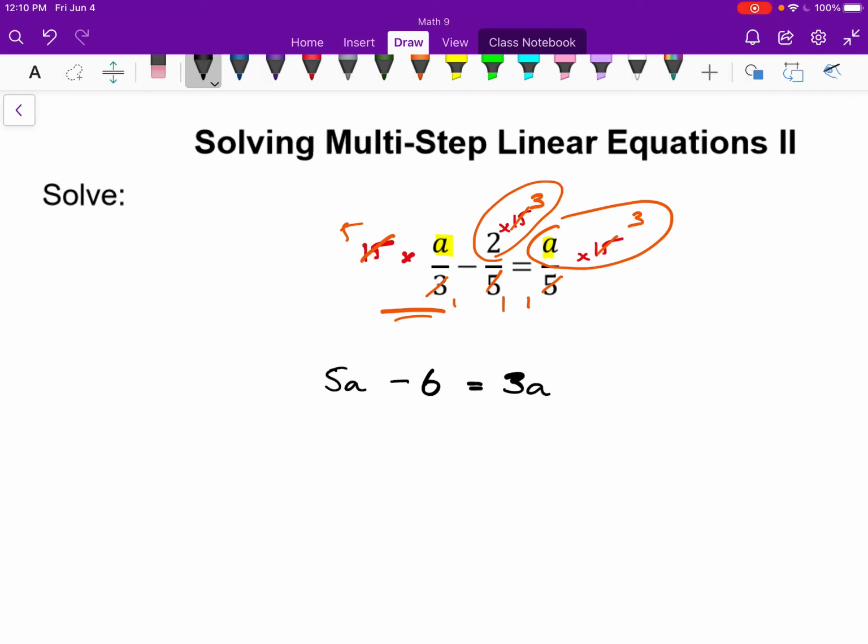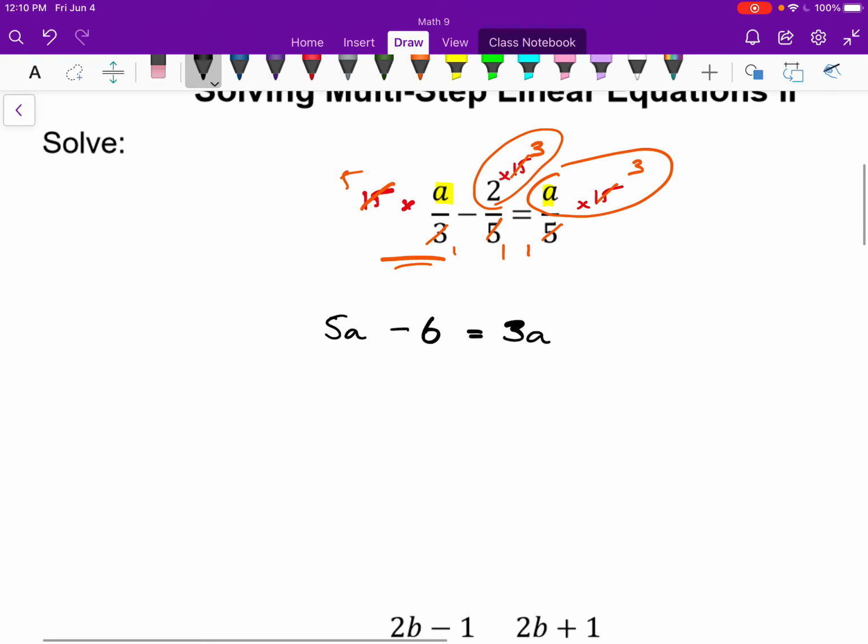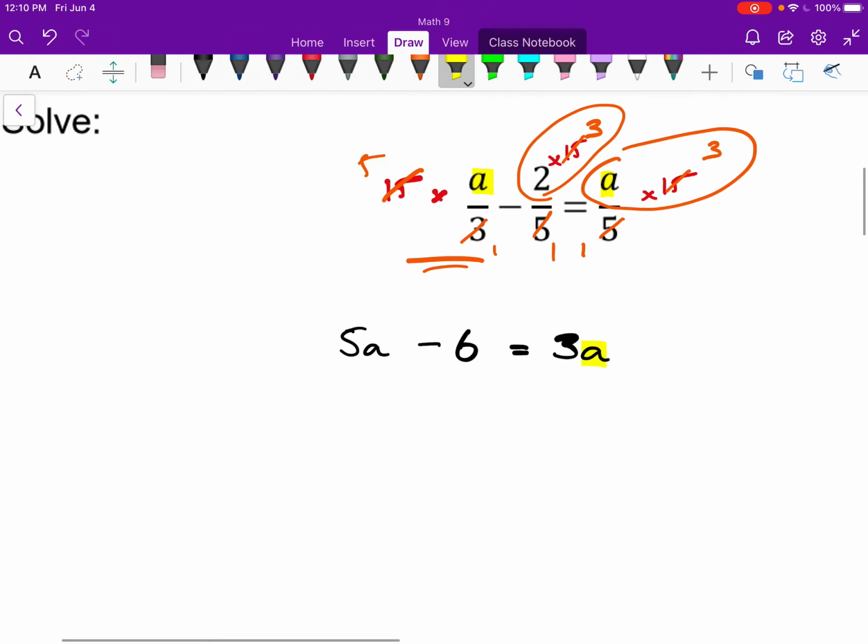That'll always happen. If you really do multiply any equation by the lowest common denominator, you should have no fractions left. And now I have a's on both sides of the equation, but we've seen this sort of stuff before. I can deal with this right now. I'm going to subtract 3a from both sides.